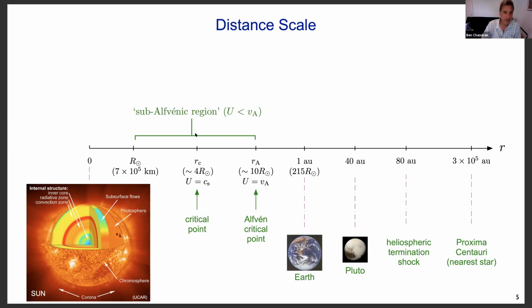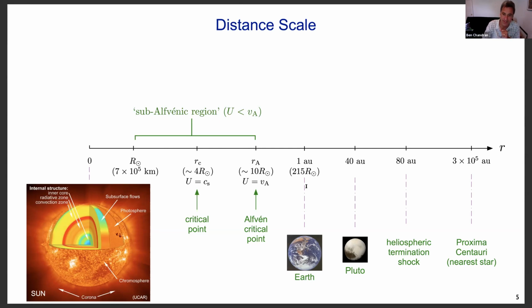Another term I will use later on is the sub-Alfvénic region. That's a region out to this Alfvén critical point. So it's basically everything between the sun's surface and approximately 10 solar radii out. In that region, the flow speed, capital U, is less than the Alfvén speed. Outside here, the flow is super-Alfvénic.